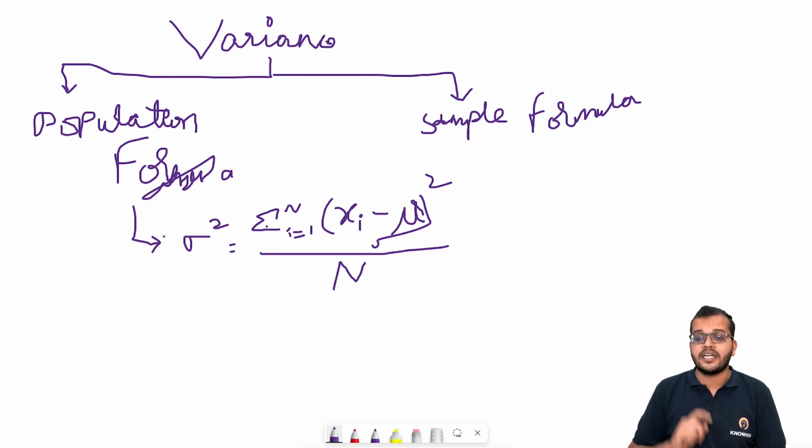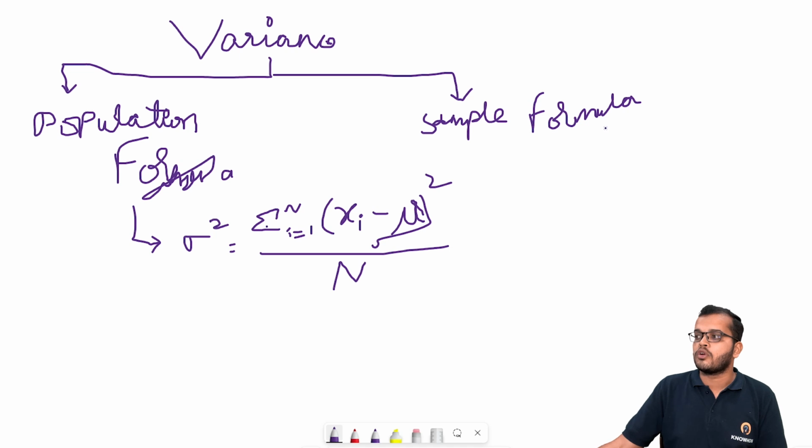So what exactly is it telling us? Sigma square equals the sum of the squared differences between the observed values and the population mean, divided by the total number of observations, which is n. That is the population variance formula.